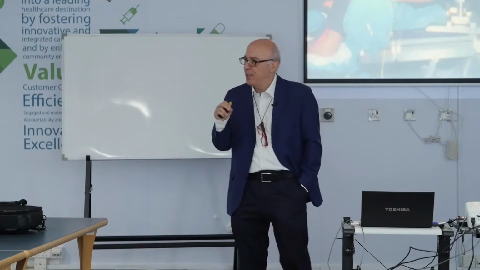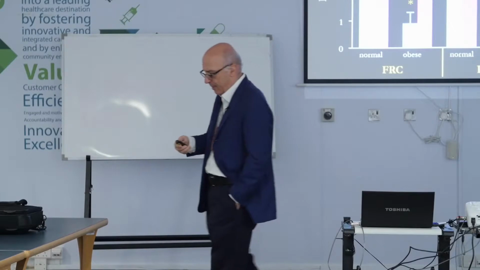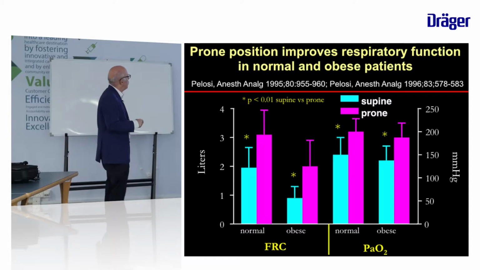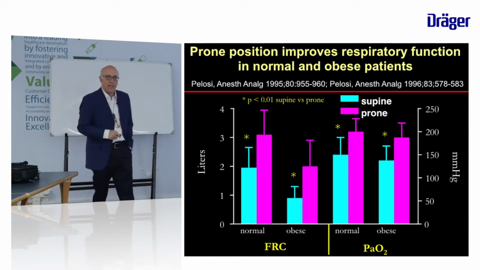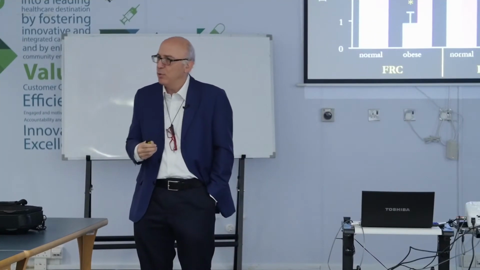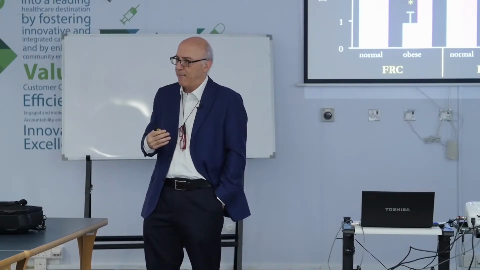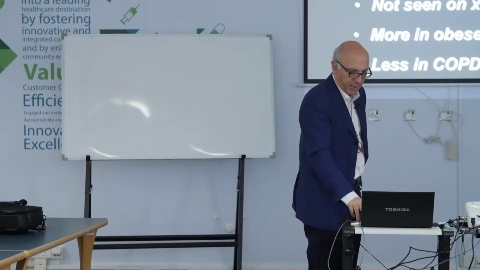What about prone position, which is a very particular position? We did 2 studies in normal subjects and in obese patients. This is the FRC, this is the PO2, and you see that in prone position, we always observed an increase in the FRC in normal or obese patients between supine and prone position, as well as an improvement in PO2 and respiratory mechanics. So prone position during anesthesia is associated with an improvement in lung function. Of course, you can have other problems, but not related to the lung function.